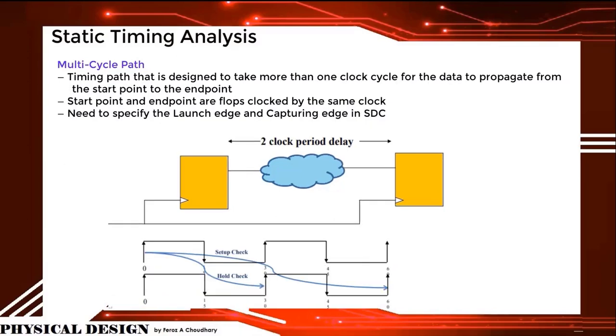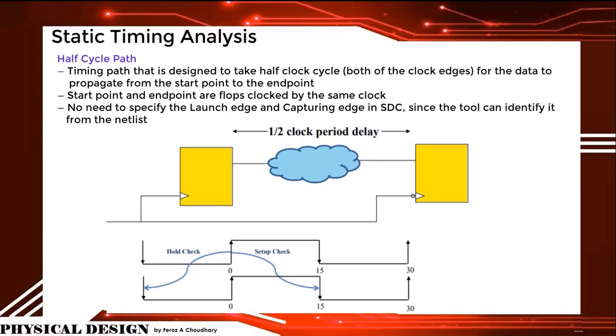Multi-cycle path. A timing path that is designed to take more than one clock cycle for the data to propagate from the start point to the end point. Start point and end point are flops clocked by the same clock. Need to specify the launch edge and capturing edge in SDC.